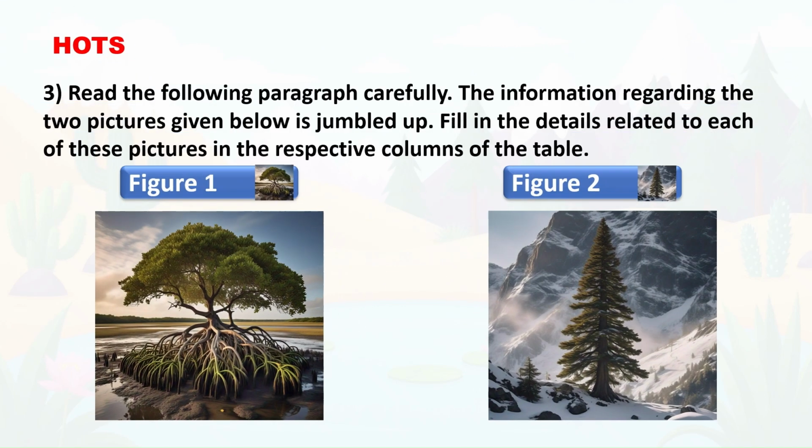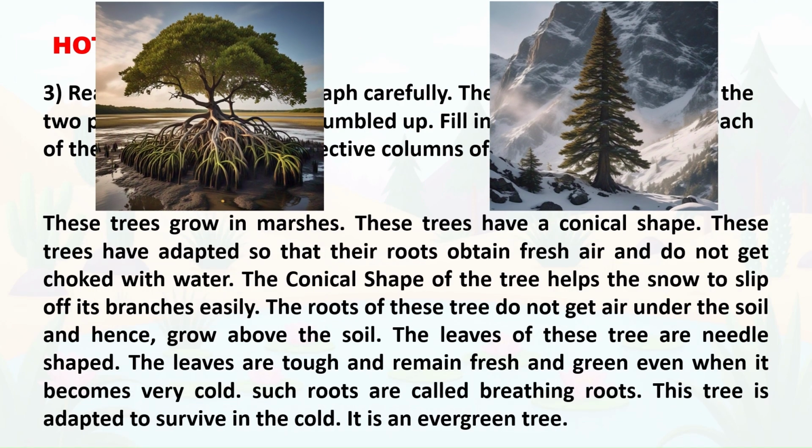3. Read the following paragraph carefully. The information regarding the two pictures given below is jumbled up. Fill in the details related to each of these pictures in the respective columns of the table. These trees grow in marshes. These trees have a conical shape. These trees have adapted so that their roots obtain fresh air and do not get choked with water. The conical shape of the tree helps the snow to slip off its branches easily.